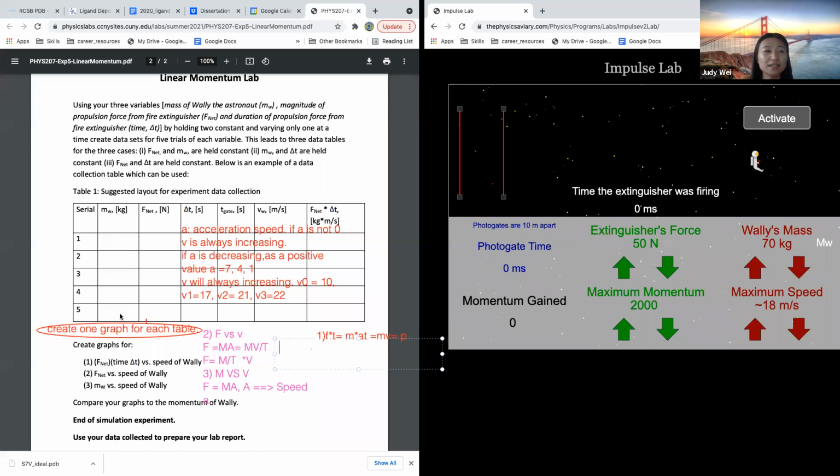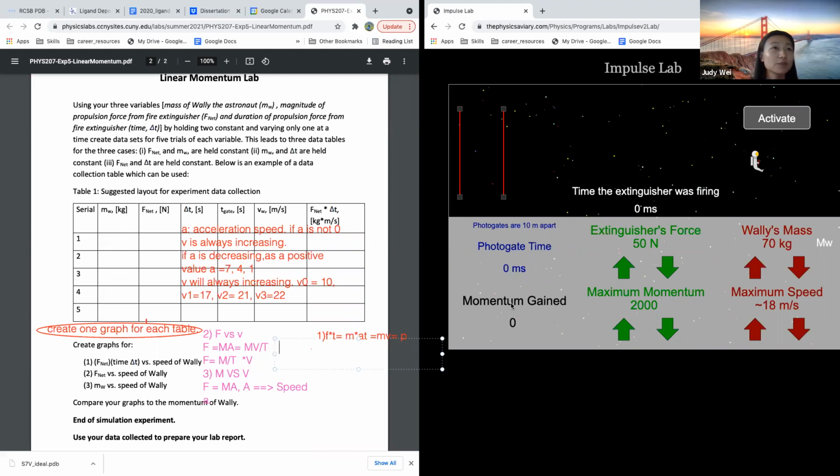So when you change, let's say the first time we change the time of the extinguisher, basically we change the acceleration time. Do you see the momentum is increasing each time? Or the second time, when we increase the extinguisher's force, do you think the momentum gained in the limited amount of time is gained or decreased? You can tell me your discoveries after you finish all your measurements.